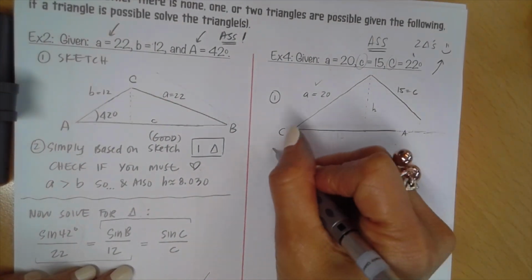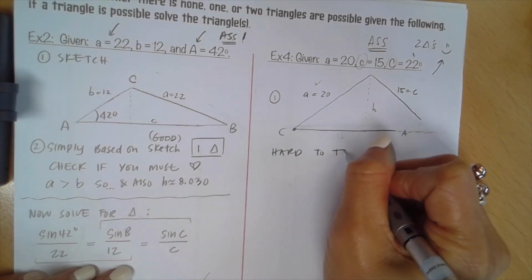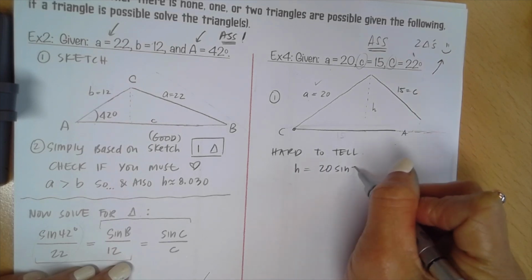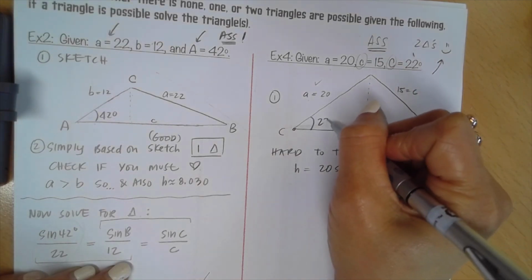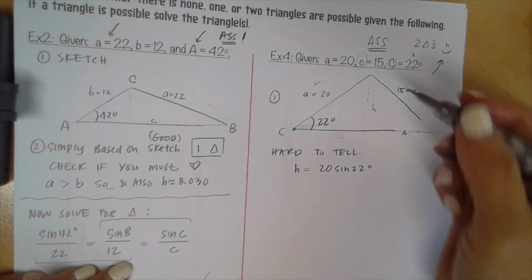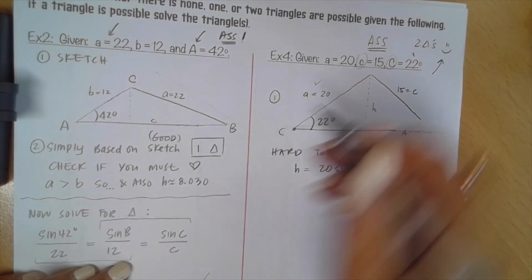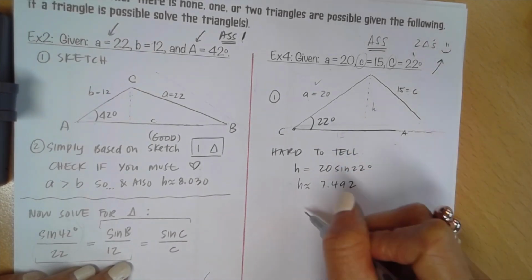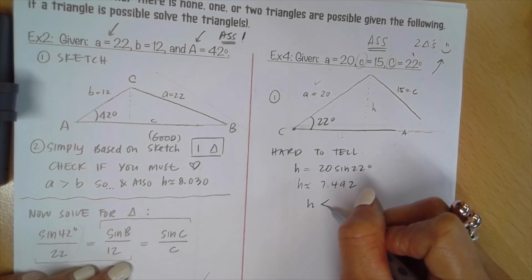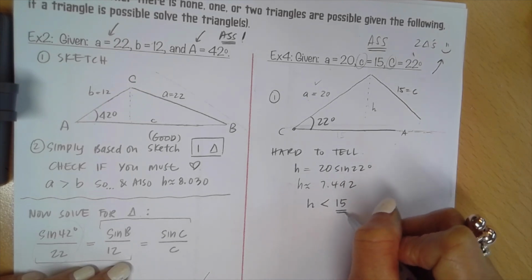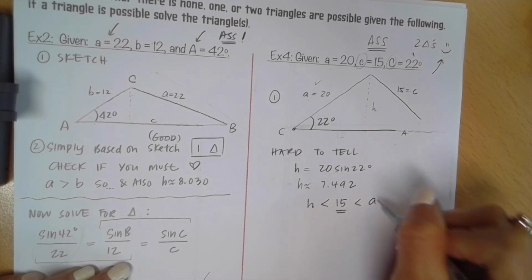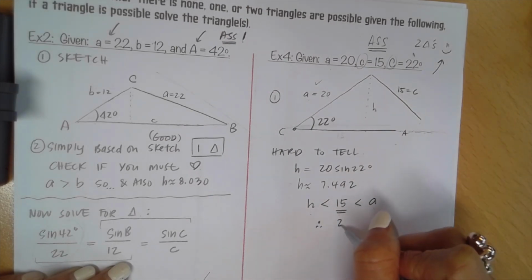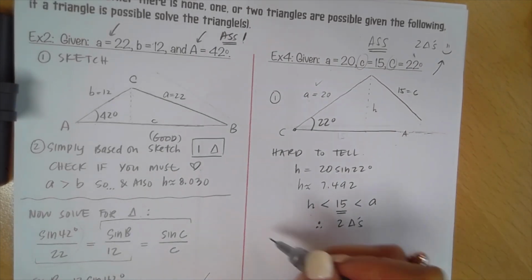Now based on the sketch, it's a little hard to tell, right? Hard to tell. So what I'm going to do is calculate the height. And height is 20 sine 22 degrees, because this guy is given that it's 22. Okay, so we're doing sine of 22 is h over 20, and that's that. So I get the height is 7.492. Wait a minute, so that means our h is less than our 15, which is our given, and it's also less than a. It's greater than the height, but less than a. Remember that? That means it's going to be 2 triangles, and that's why this one's a little bit trickier.